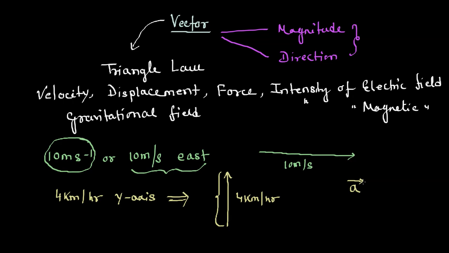Now, what I told you before is that vectors do not follow the basic algebra or normal algebra rules. They follow the triangle law. So we will talk about it properly. Suppose there is a man. Suppose it is a river.